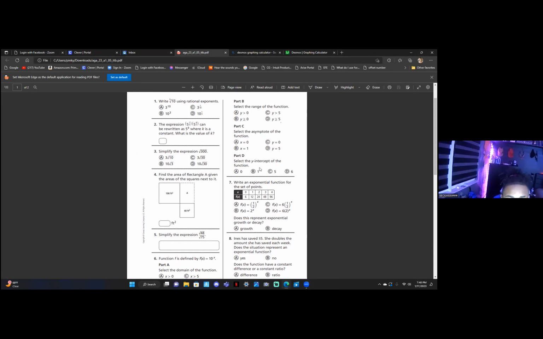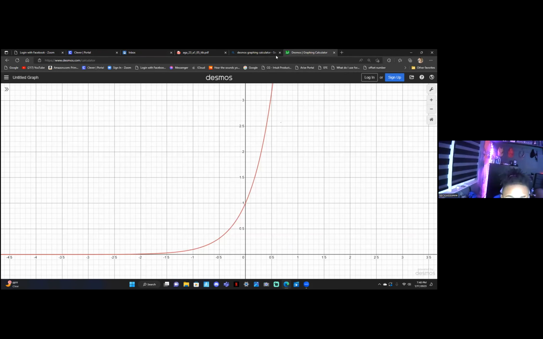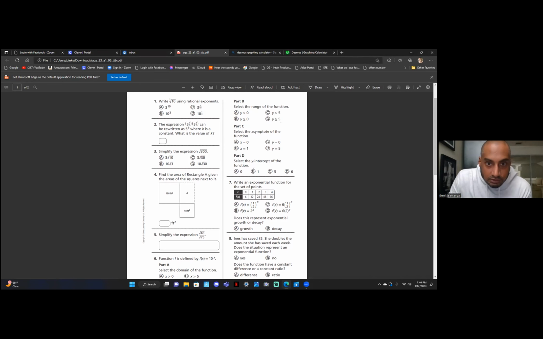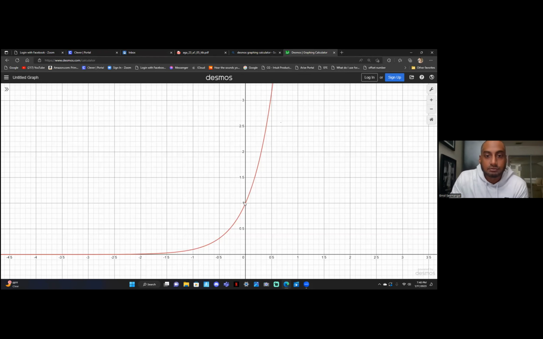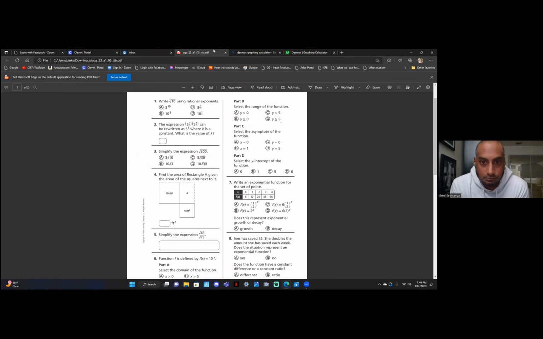Is it B? What's the question? Select the y-intercept of the function. Yes. Yep, 0, 1, 1. So for D, it's B. All right, 7.